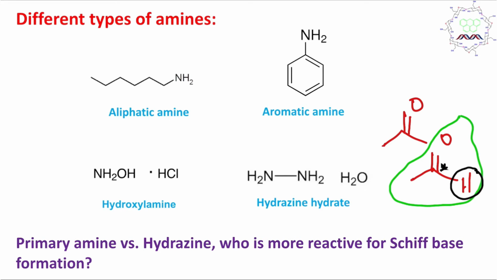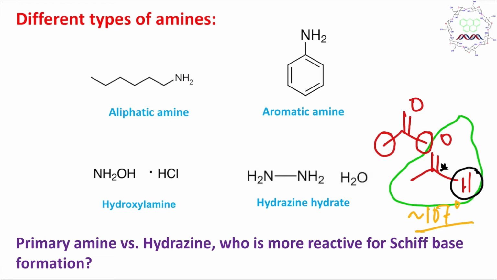Second thing, in a ketone there are two alkyl groups, so the bulkiness around this carbonyl carbon is more, whereas in an aldehyde the bulkiness around this carbonyl carbon is relatively less. And this is the concept of the Bürgi-Dunitz trajectory, where near about 107° angle this nucleophilic attack happens. I have already discussed this, you may visit for better understanding.